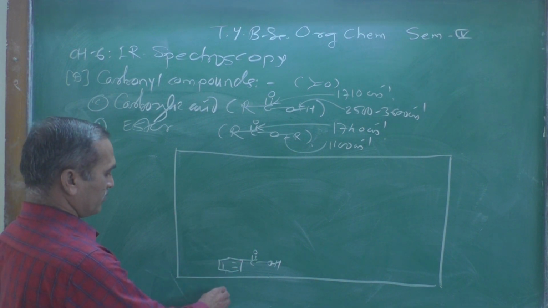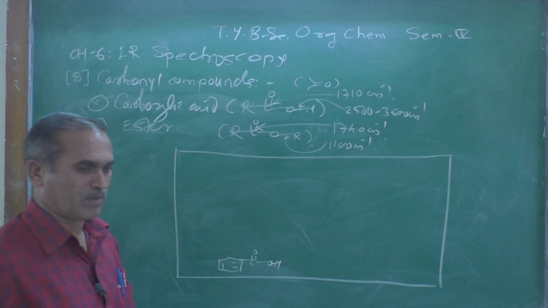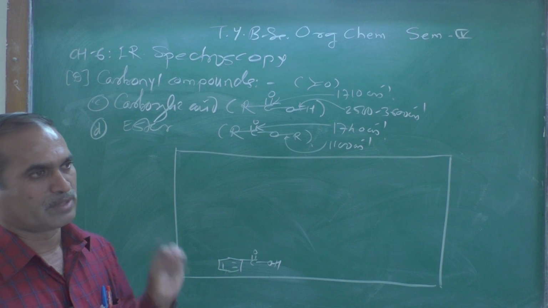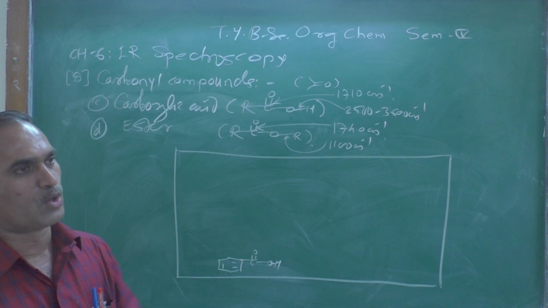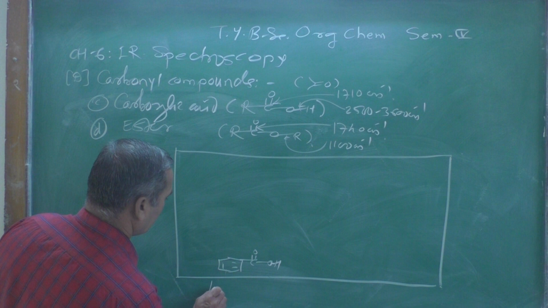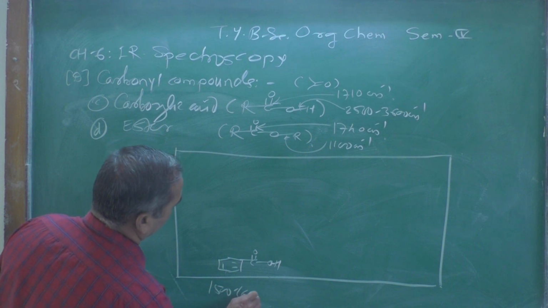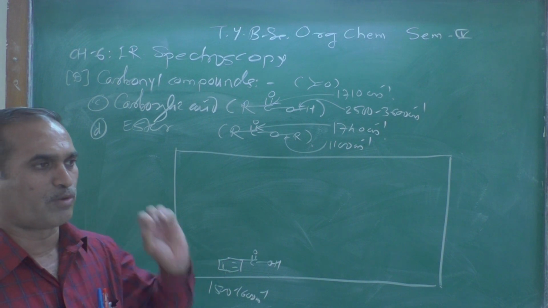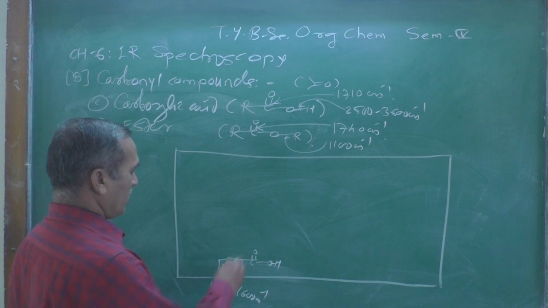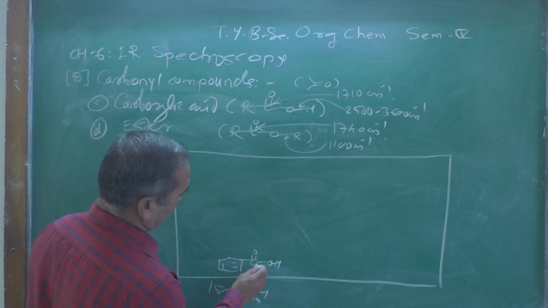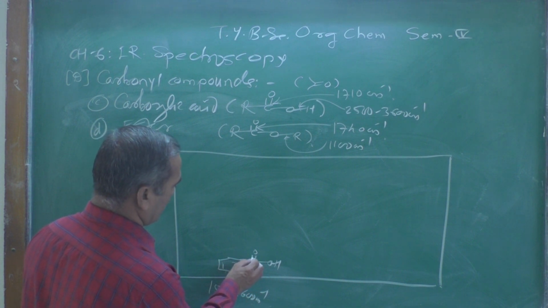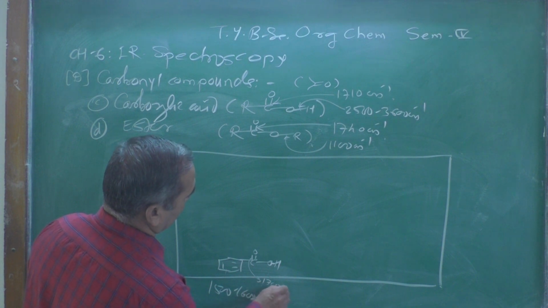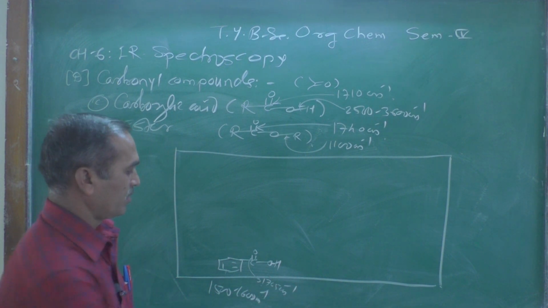If you see here, there is a carbon-carbon double bond, that is an aromatic carbon-carbon double bond. The appearance of a peak around 1500 to 1600 per centimeter clearly indicates that an aromatic compound is present. Let's see another one. One carbonyl group is present, and that carbonyl peak appears around 1705 per centimeter.